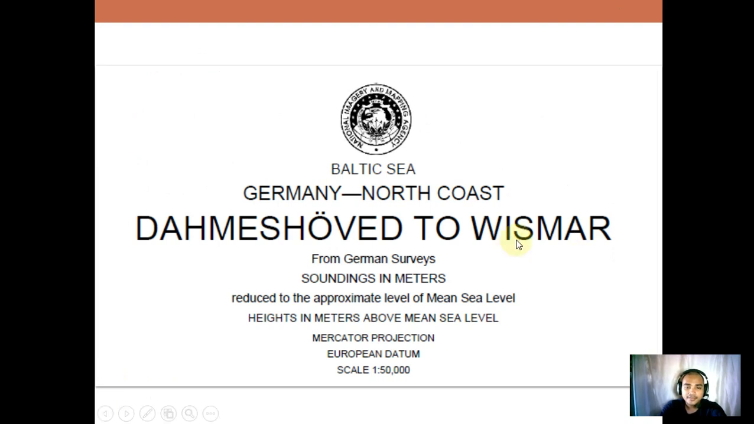For example, this one. Only siya ang title niya. And from the survey, it's on German surveys na source. And ang iyang soundings is in meters. And ang iyahang approximation for height is at mean sea level. Ang iyang projection is Mercator, ang iyang datum is European, ang iyang scale is 1:50,000. So this is an example of a title block.